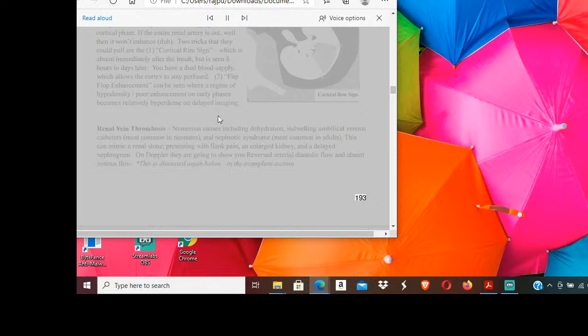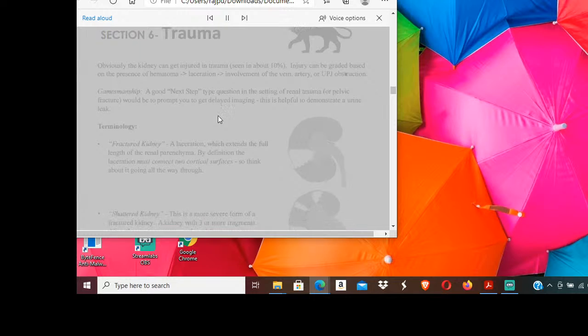193. Section: trauma. Obviously the kidney can get injured in trauma, seen in about 10%. Injury can be graded based on the presence of hematoma, laceration, involvement of the vein, artery, or UPJ obstruction.